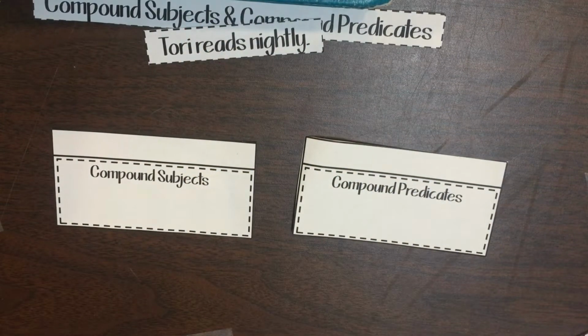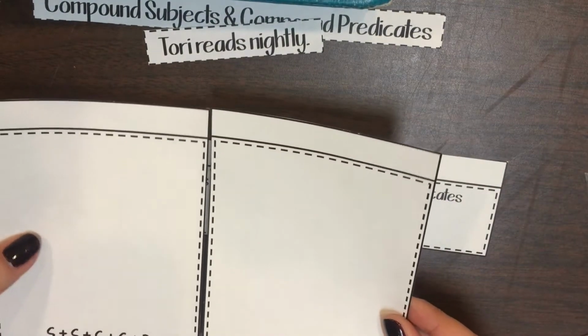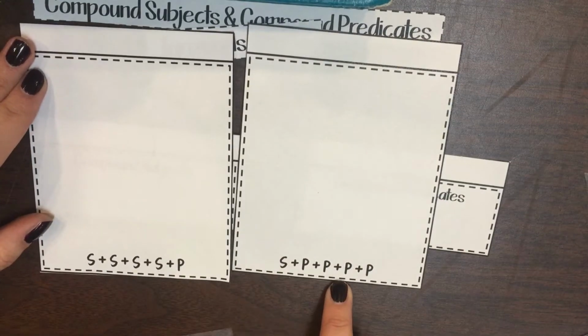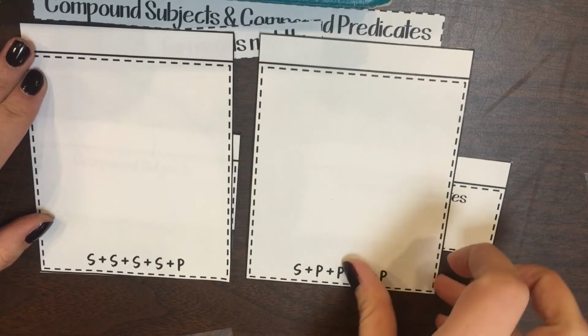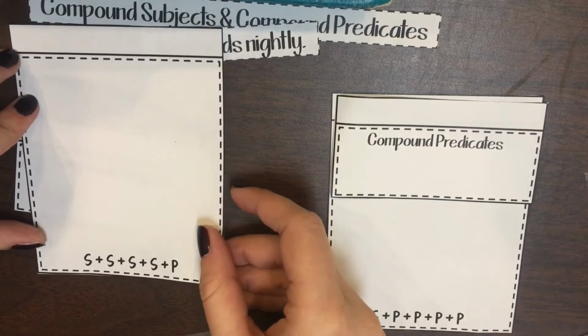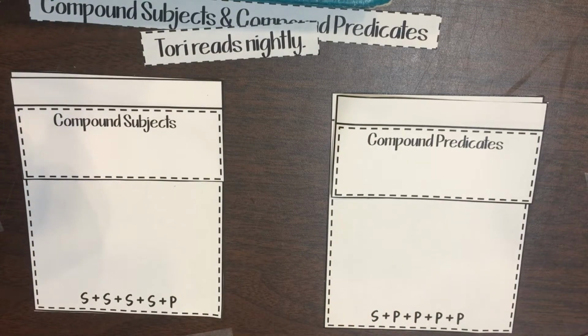And then we're going to organize our big pieces of paper. So first you want to find your two biggest ones. They should be the same size. And one of them has lots of S's on them, and one of them has lots of P's on them. We're going to put the one with lots of P's with our predicates, because P stands for predicate, and we're going to put the one with lots of S's with our subjects, because S stands for subjects.